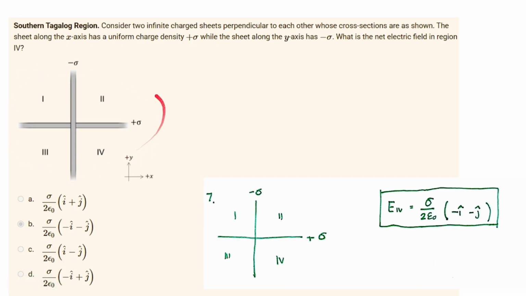This question is exactly like the previous question, but with a different orientation. We're looking for the net electric field in region 4. Region 4 is here. This one pushes down and this one pulls to the left. So it's negative i hat, negative j hat.